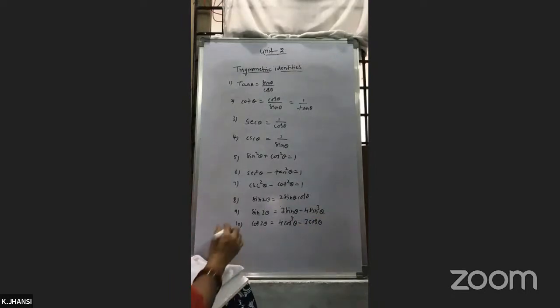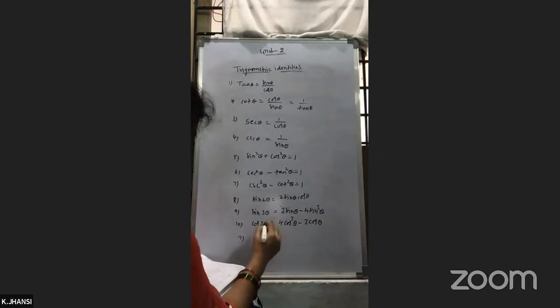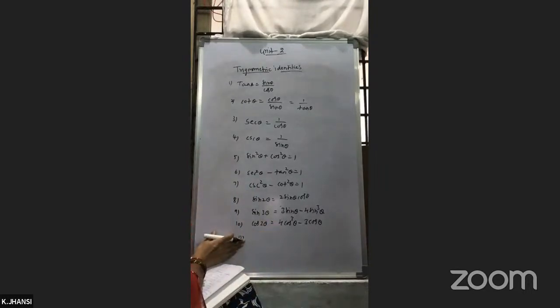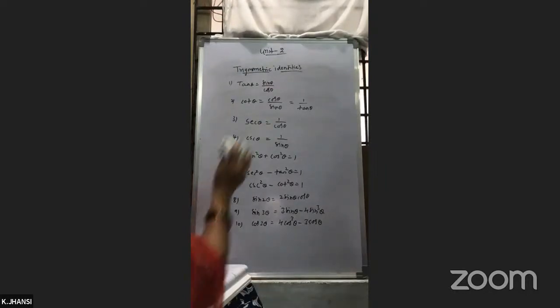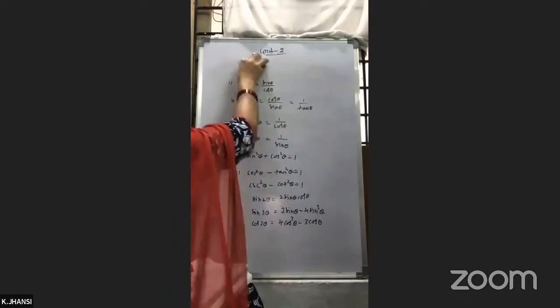Next. Why I have not written cos 2 theta here is that cos 2 theta has 4 formulas. We'll see that in the upper side. 11th one, till here it's enough, we'll go to the upper side. These all identities are important for solving any differentiation problems.